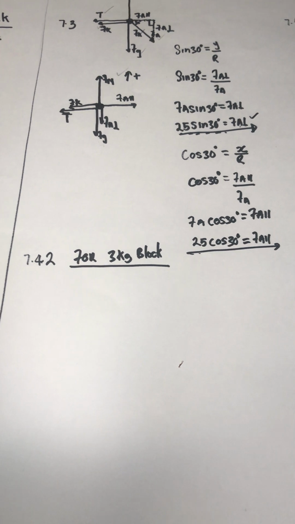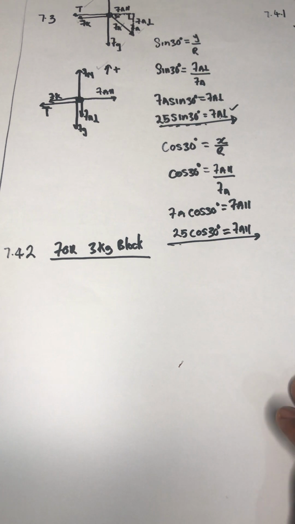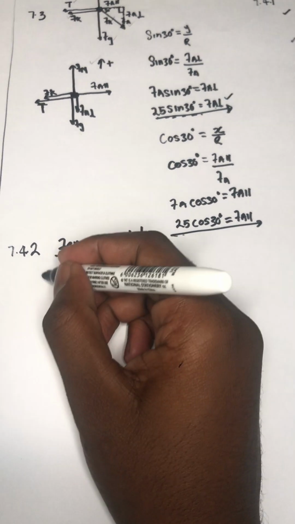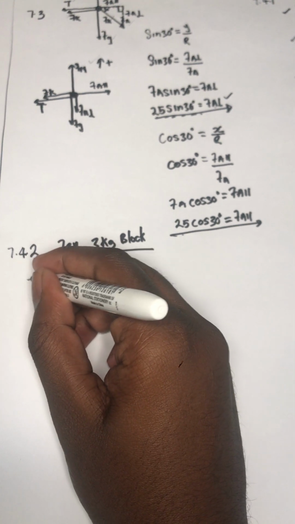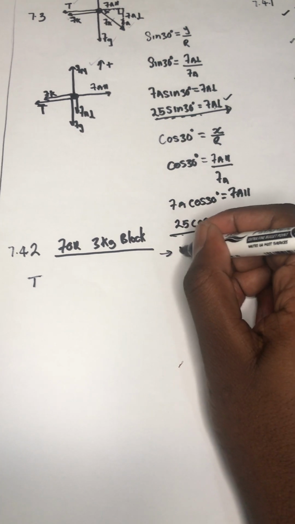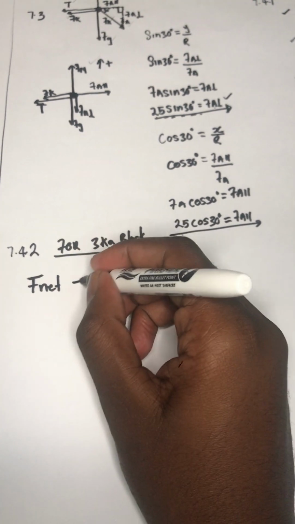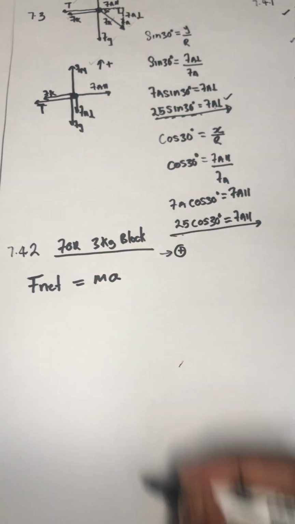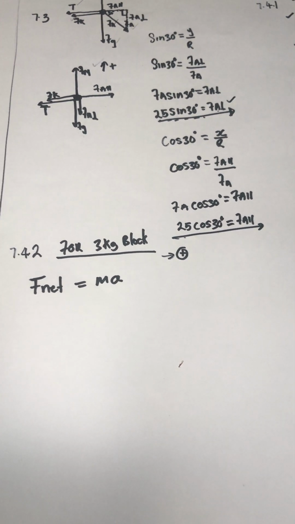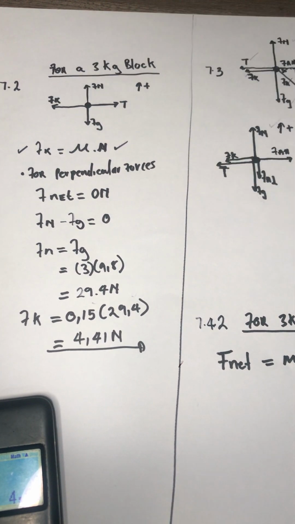Okay, Newton's second law says that when a net force acts on an object, the object will accelerate in the direction of the force. So tension is also positive because the direction to the right must be positive. So let's write F net. F net is equal to ma. But we are using the forces that are parallel to the surface.